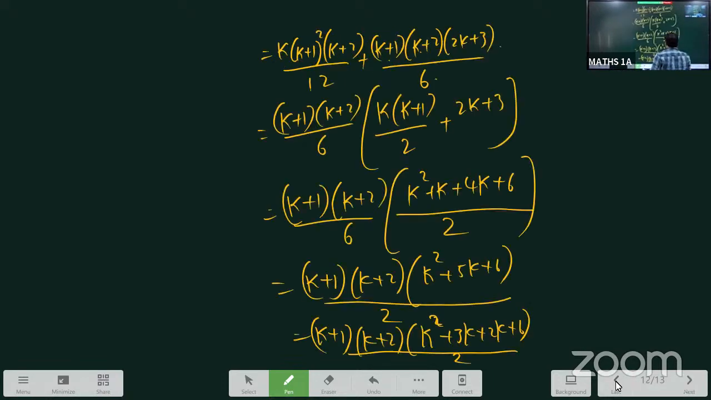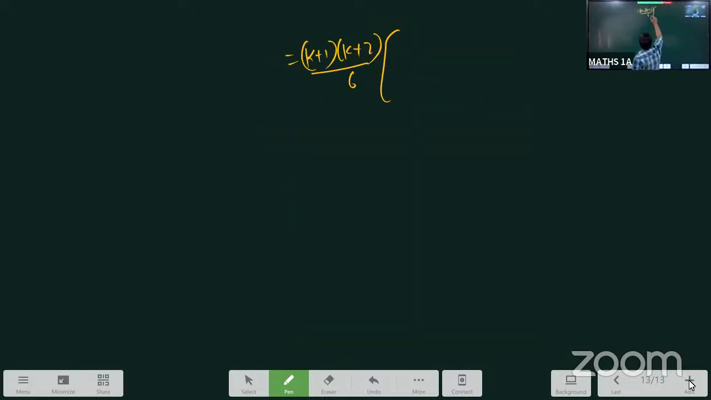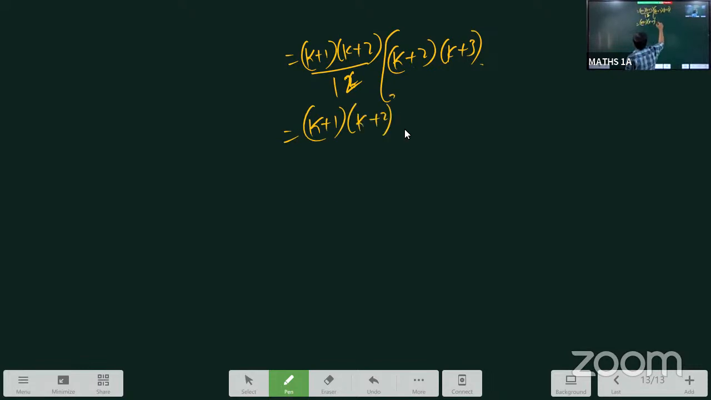Now I am going to get it as k plus 1 into k plus 2 by 6. Correct, no? k plus 1 into k plus 2, 6 is also there, 6 into 2. 6 2s are 12. Here k plus 2 into k plus 3. So that is 12. If I factorize it, that is k plus 1 into k plus 2 into k plus 2. k plus 2 whole square into k plus 3 by 12.